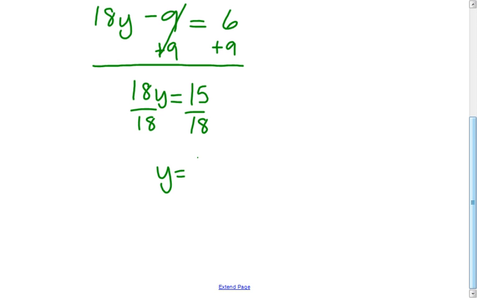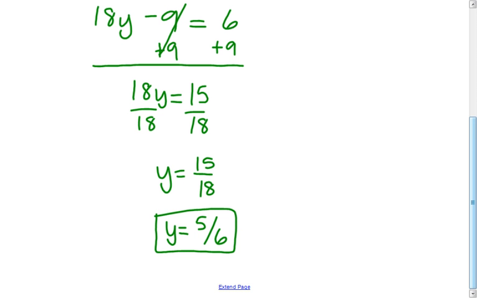And y would be 15/18, but I do want you to reduce that if you can. And of course, 15 and 18 are both divisible by 3. So 15 divided by 3 is 5. 18 divided by 3 is 6. And that's what you get.